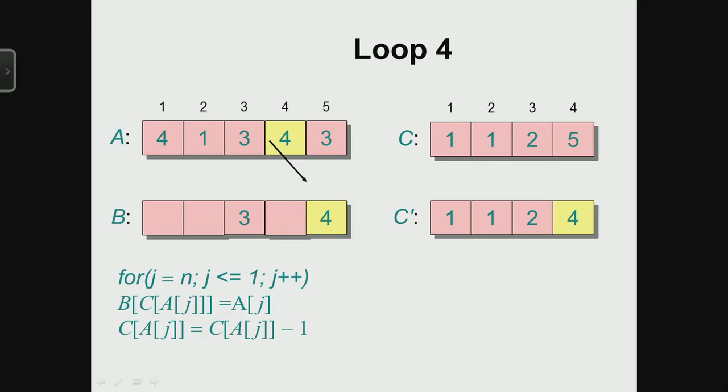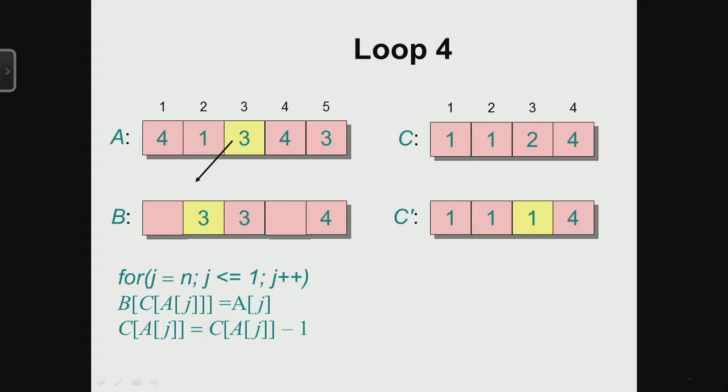Then 4 is considered. The number of elements of value less than or equal to 4 is 5, and therefore, this 4 should occur in the 5th location in the sorted array. In other words, 4 is the largest element and it must occur in the 5th location in the sorted array, and then the value of C of 4 is reduced by 1.